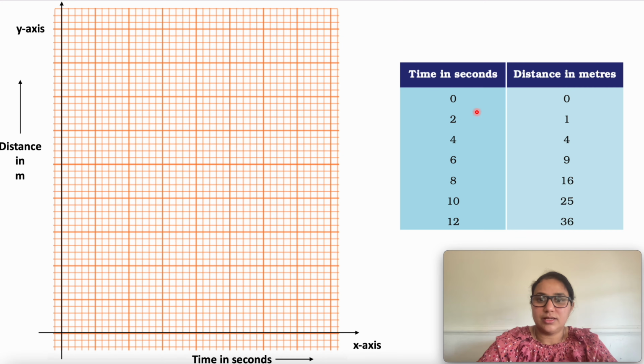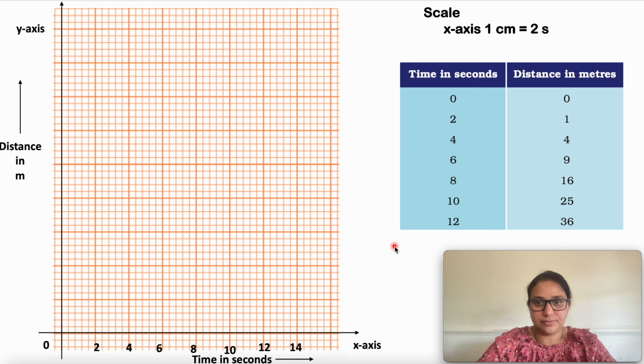That means the scale on x-axis is starting from 0 to 12 seconds. So easily you can choose a scale on x-axis as 1 centimeter. So this distance gives you what? 1 centimeter. So 1 centimeter is 2 seconds. So scale on x-axis, 1 centimeter is equal to 2 seconds. That means next will be 4 seconds, next will be 6 seconds, next will be 8, 10, 12, 14, etc.